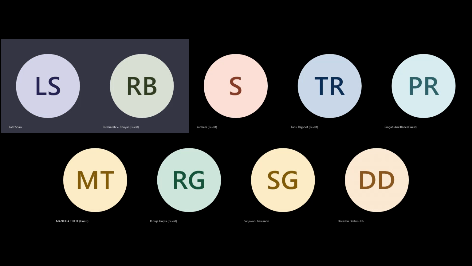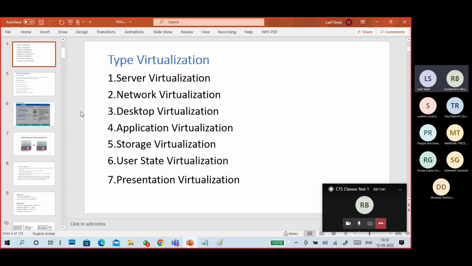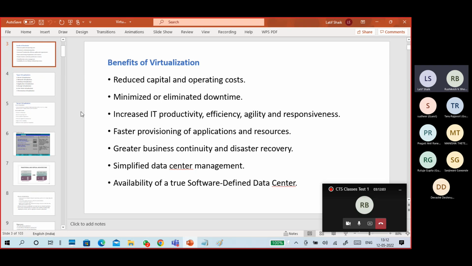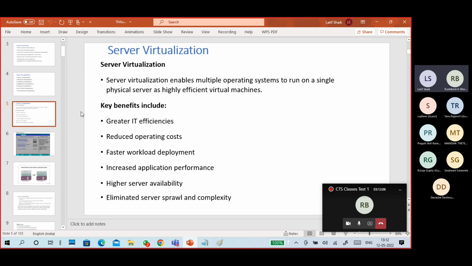This is server virtualization. In types of virtualization, there are server virtualization, network, desktop, application, storage, user state, presentation, and there are other types of virtualizations also. Container virtualization means Docker virtualization is also there. That is a new virtualization, Docker virtualization, container virtualization. Out of all, the first thing we have to discuss is server virtualization.